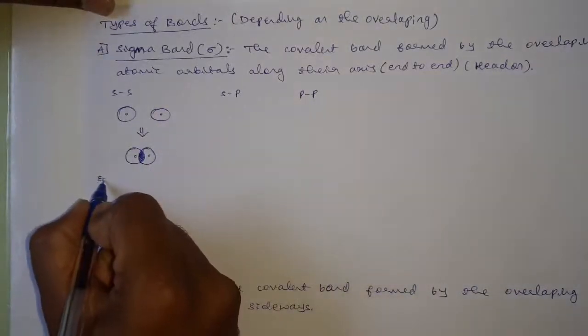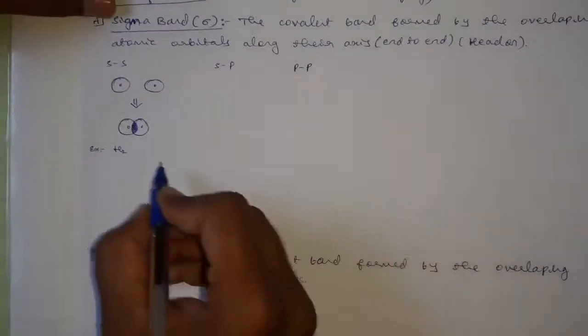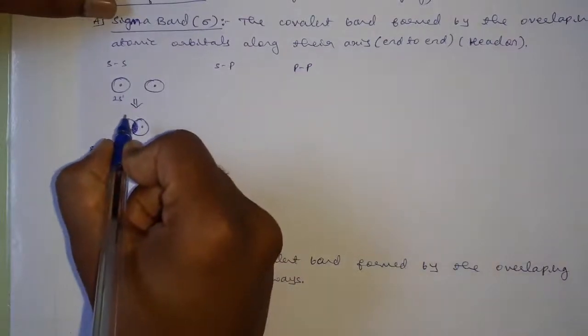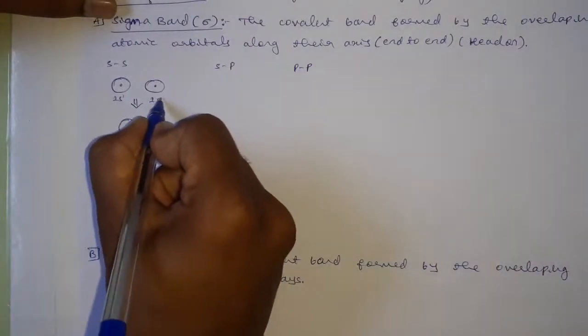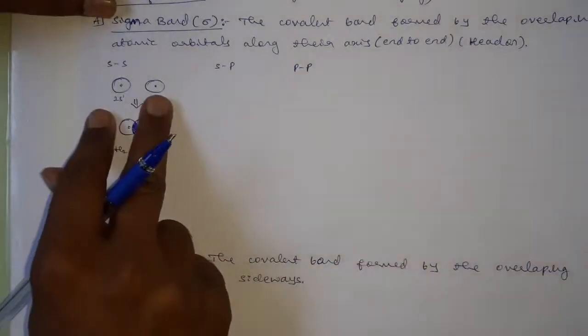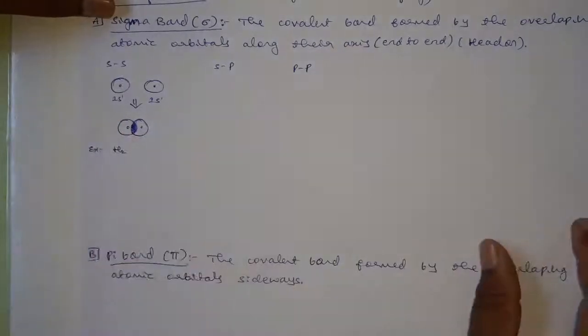Take for example the formation of H2 molecule. Here the one hydrogen which is having 1s1 electronic configuration will overlap with the another hydrogen which is having 1s1 electronic configuration, and here these two are sharing 1 electron each and forming H2 molecule.